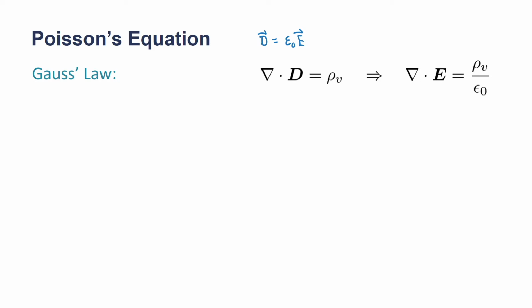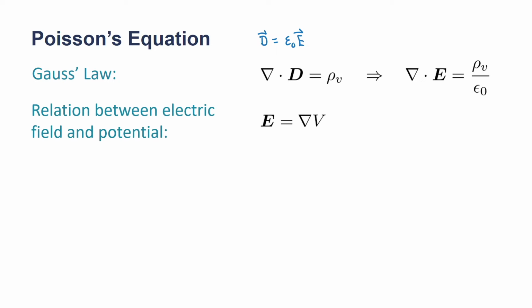for E. We also know that the electric field E is related to the potential V through gradient. So we have this additional relation that we can now substitute back in to the relation that we have here for Gauss's law. Doing so results in this second order differential equation that we see here, where we now need to take the divergence of a gradient.